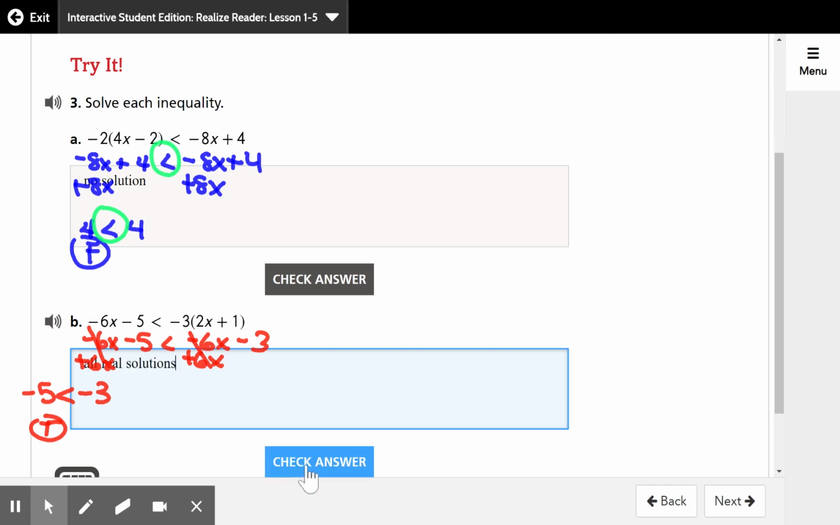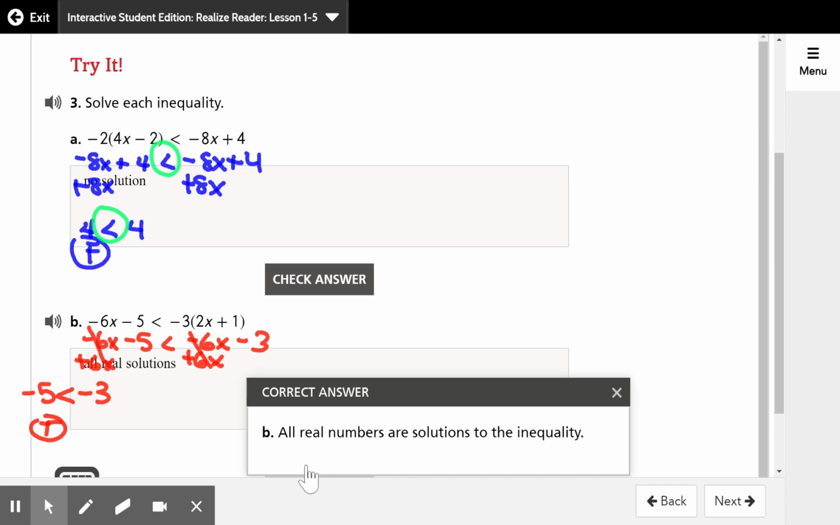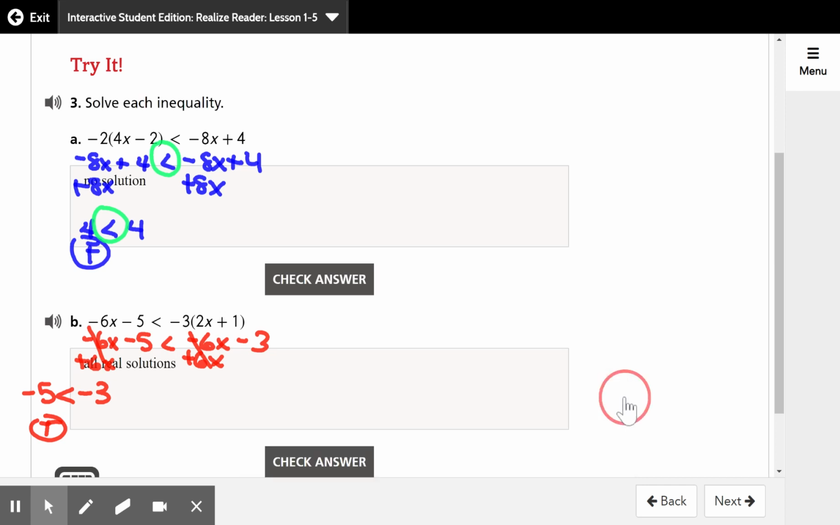Let's check. Okay. So make sure that you go through the motions and you solve the inequality, and then make sure that you read it out loud to yourself, because that will tell you if it's a true or a false statement.